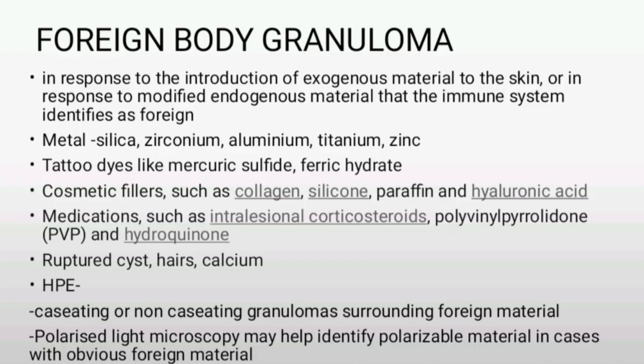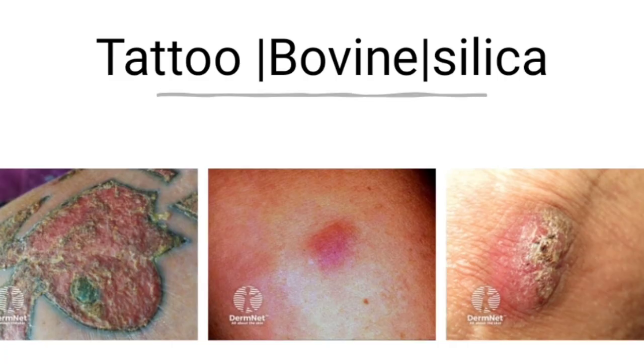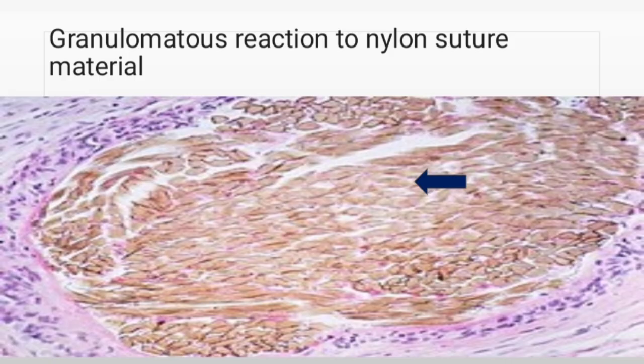Histopathology consists of caseating or non-caseating granulomas surrounded by foreign material. Polarized light microscopy can be helpful to identify polarizable material in case of obvious foreign material. From left to right, pictures were taken from DermNet, the left one being tattoo granuloma, the middle picture showing bovine collagen induced foreign body granuloma, and the right one being silicone foreign body granuloma. Here is another picture showing granulomatous reaction to nylon suture material, which is at the center.